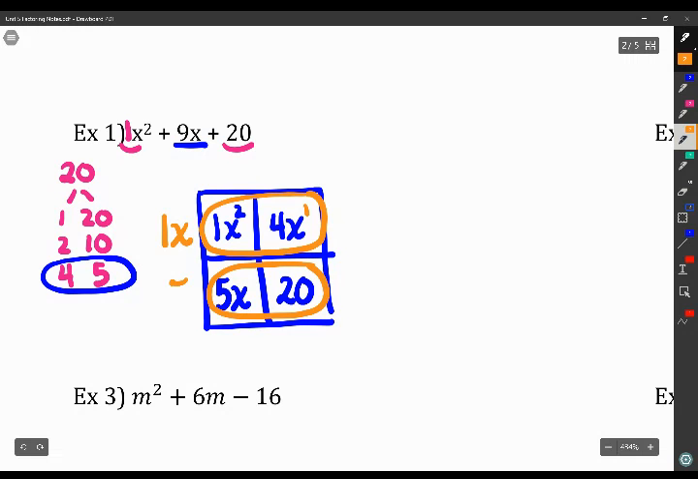Then we go the other way. What goes into 1 and 5? Well, 1's your smaller number. Does it divide into 5? It does, so we write it down. They both have an x. Smallest power is a 1, so we only take 1 out.